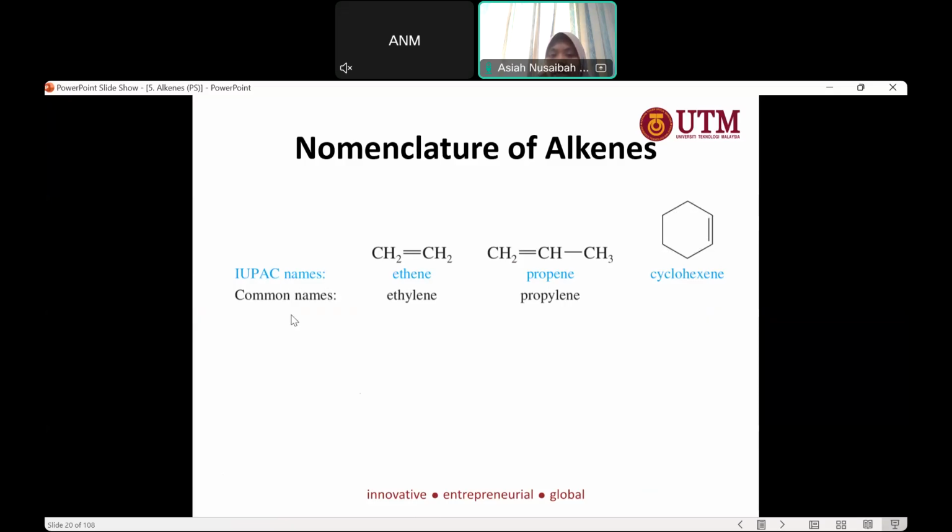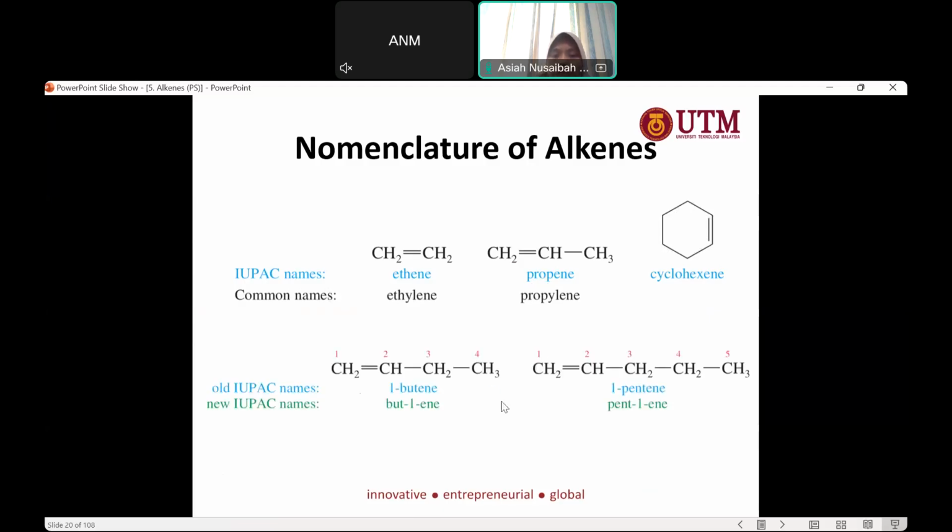How about the common name? The common name for ethene is ethylene. The common name for propene is propylene. So aside from the common name, the IUPAC name has two types. We have the old IUPAC names and we have the new IUPAC names.